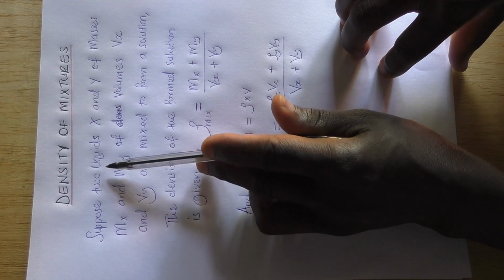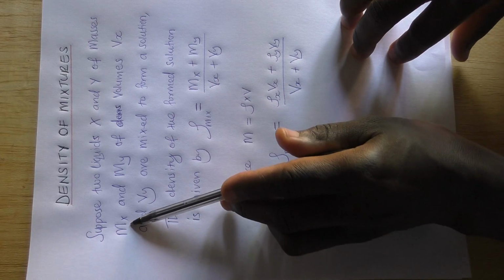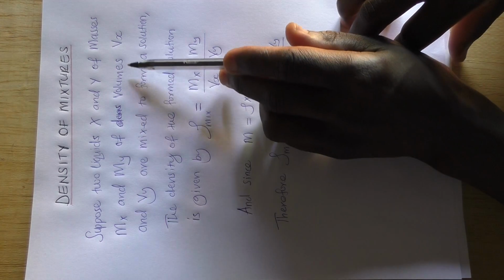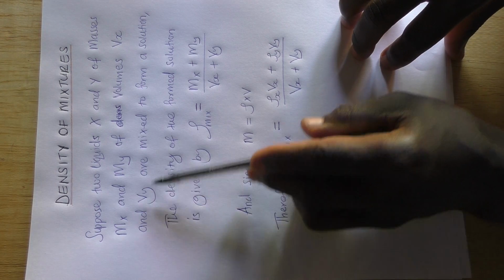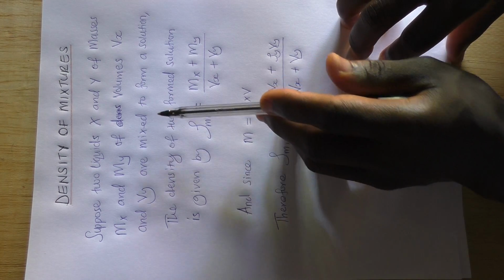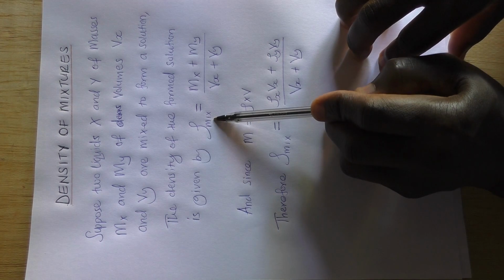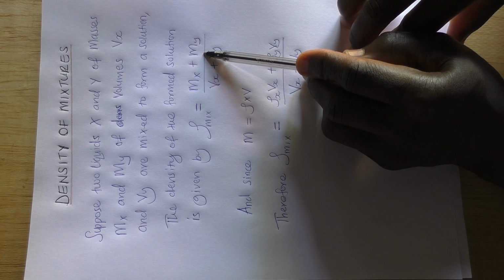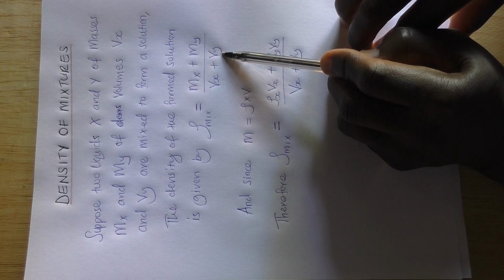Now, suppose we have two liquids, X and Y, of masses mx and my, respectively, having volumes Vx and Vy, and are mixed to form a solution. Then, the density of the formed solution will be given by density of the mixture, which equals the mass of X plus the mass of Y over volume of X plus volume of Y.